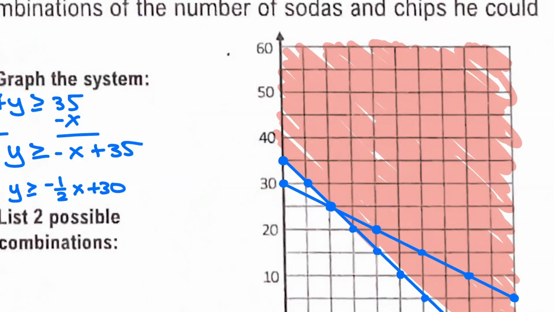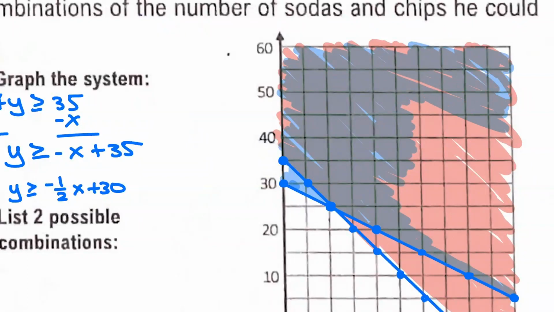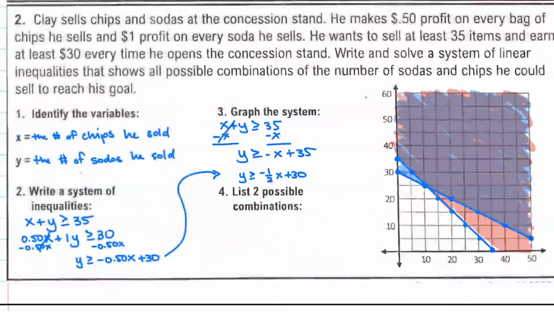Again, we're going to highlight the line first. And then I want to shade everything above that line. So I'm going to go all of this up top. Everything that got shaded twice is where my solutions are going to be. And guess what? I got a ton of solutions.